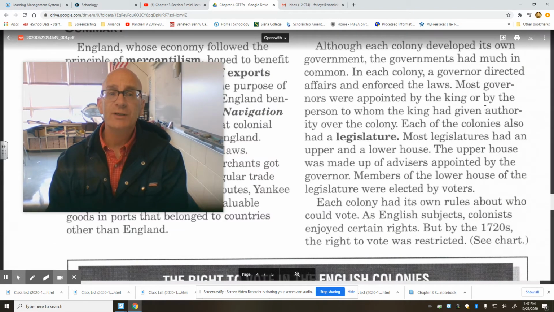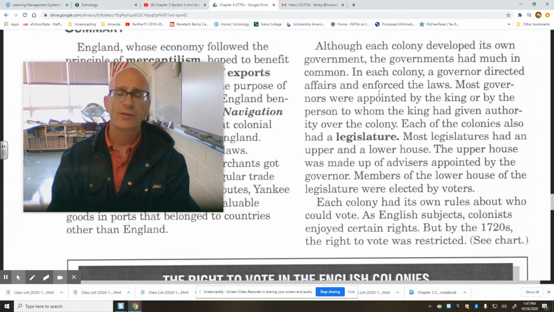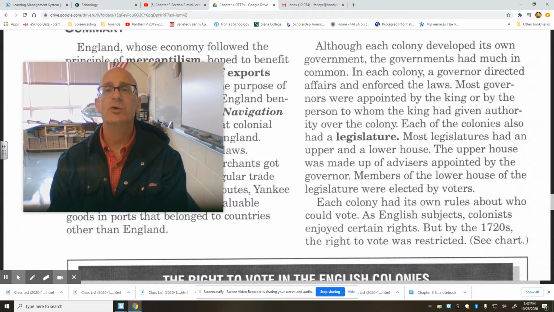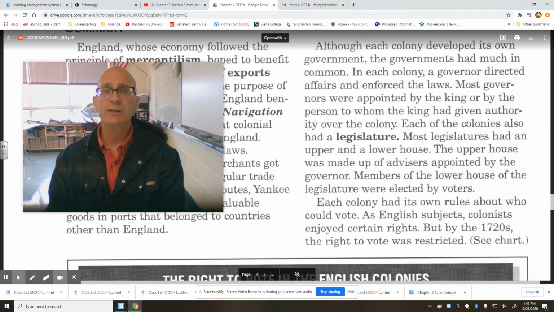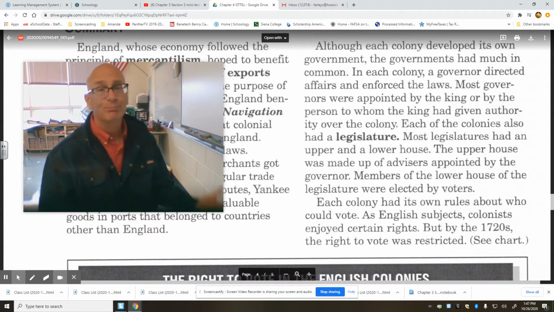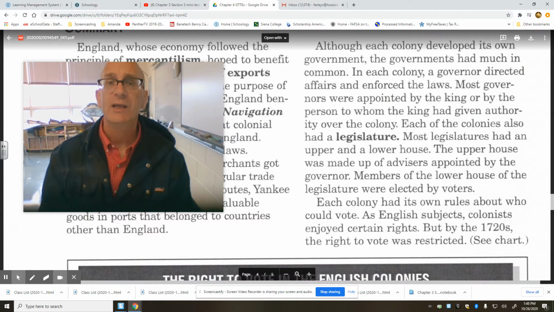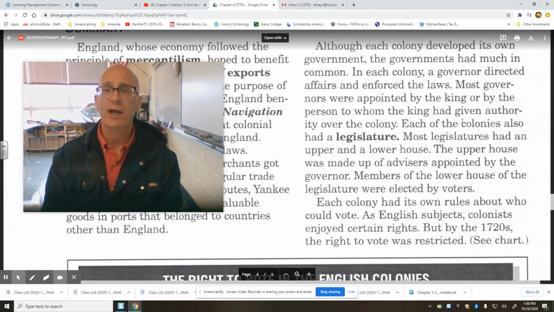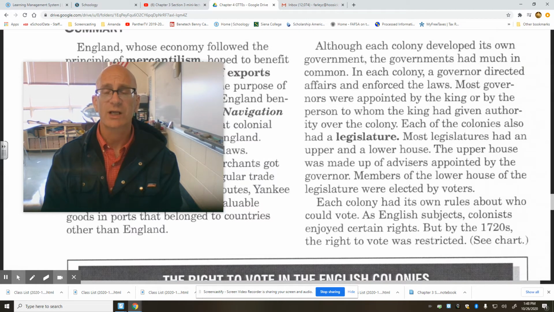And although each of the 13 colonies developed their own government, the governments had very much in common. In each of the 13 colonies, a governor directed affairs and enforced the laws. Most governors were appointed by the king or by the person to whom the king had given authority over the colony. Each of the 13 colonies, even though they were technically under the rule of England, also had a legislature, a group of people elected to make laws for the colonies.